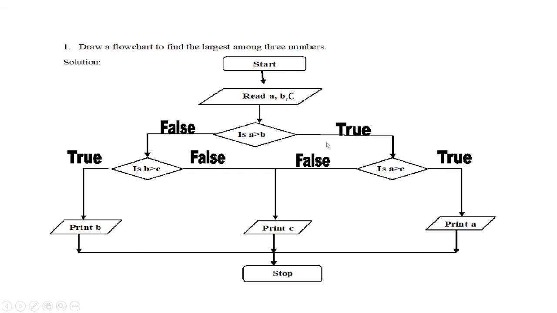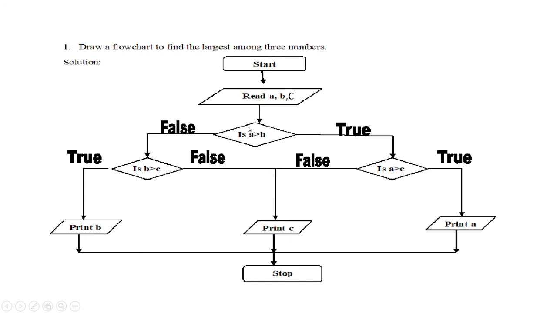If it is true, the flow will move towards the right, and then I'm checking is A greater than C. If it is true, finally I'll display that A, print A. So A is the biggest number. If say suppose, if A is greater than C is false, then it is going to move towards the left hand side direction and finally conclude saying that C is the biggest one.